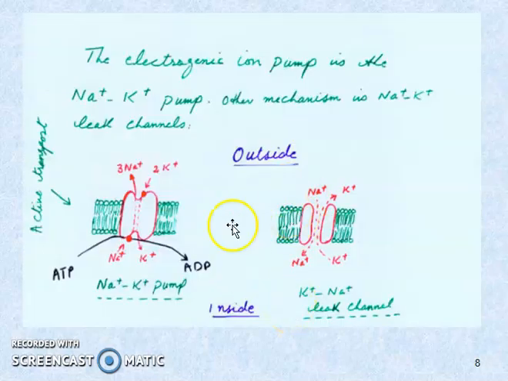Just for a brief review, the electrogenic ion pump, or the sodium potassium pump, is responsible for moving three sodium ions outside the cell and bringing two potassium ions inside the cell. So three positive charges are going out, two positive charges are coming back. The balance is -1 for one ATP molecule. So it is actually creating more negativity inside, more positivity outside.